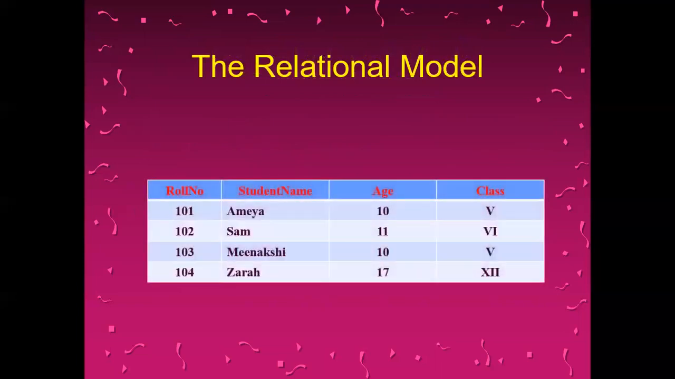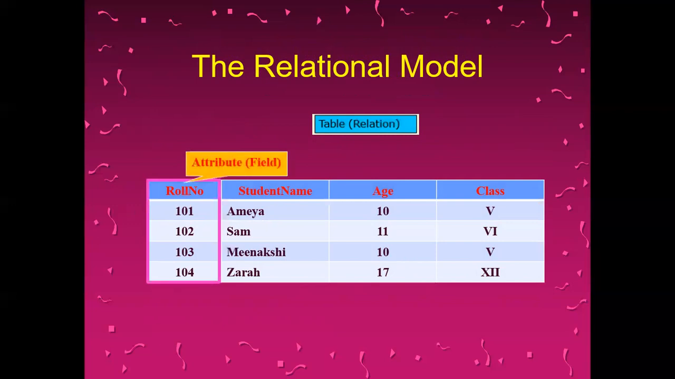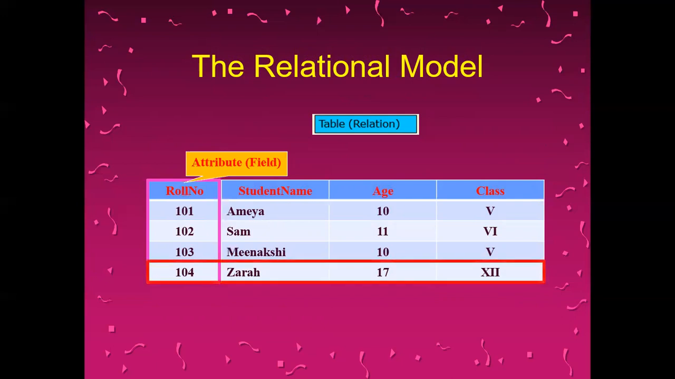We can see an example of a relation. This is a relation, or in other terms we can call it a table. You can see this roll number highlighted, that is the attribute or a field. Other attributes in this table are student name, age, and class. Each column or attribute contains only one type of information. You can see the row or the horizontal record highlighted, that is called the tuple or a record. It contains information related to all the columns. That means it contains a complete unit of information.